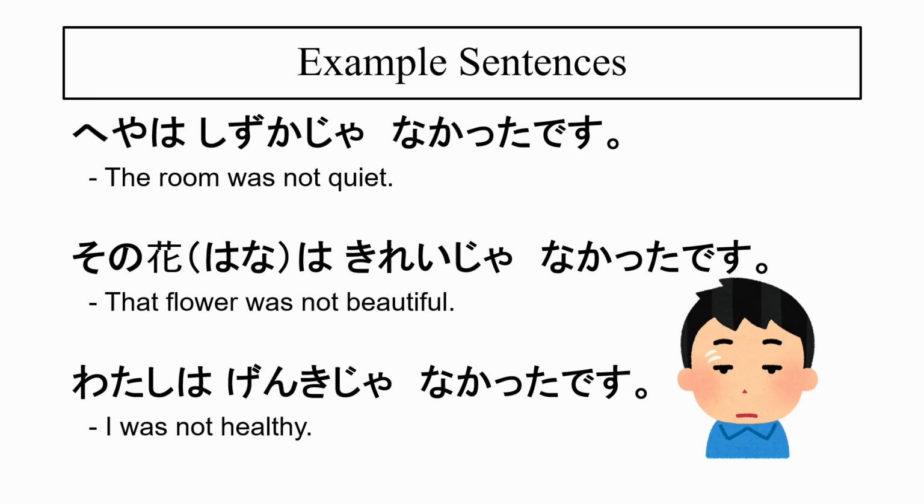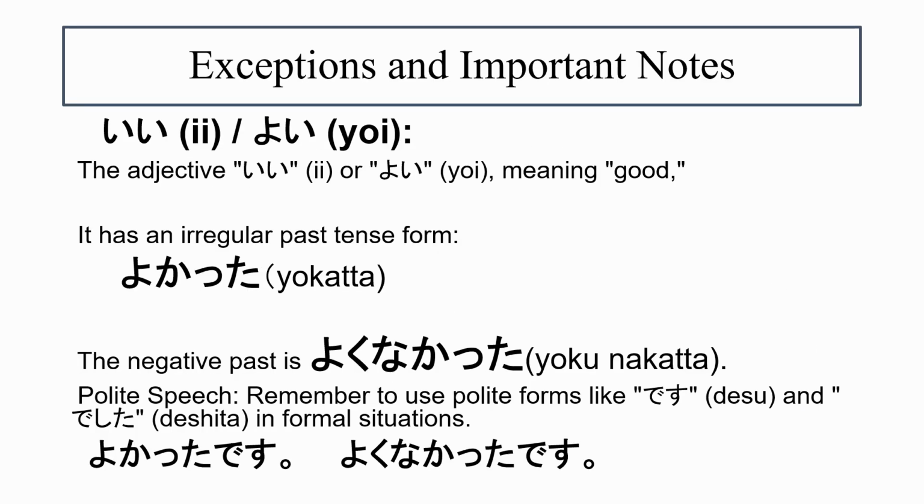Here are example sentences. 部屋は静かじゃなかったです。The room was not quiet. その花はきれいじゃなかったです。The flower was not beautiful. 私は元気じゃなかったです。I was not healthy.